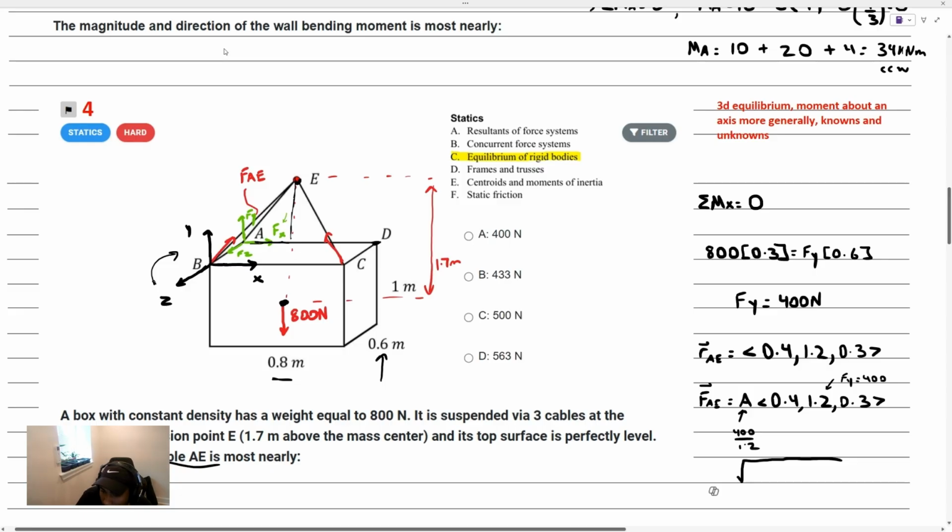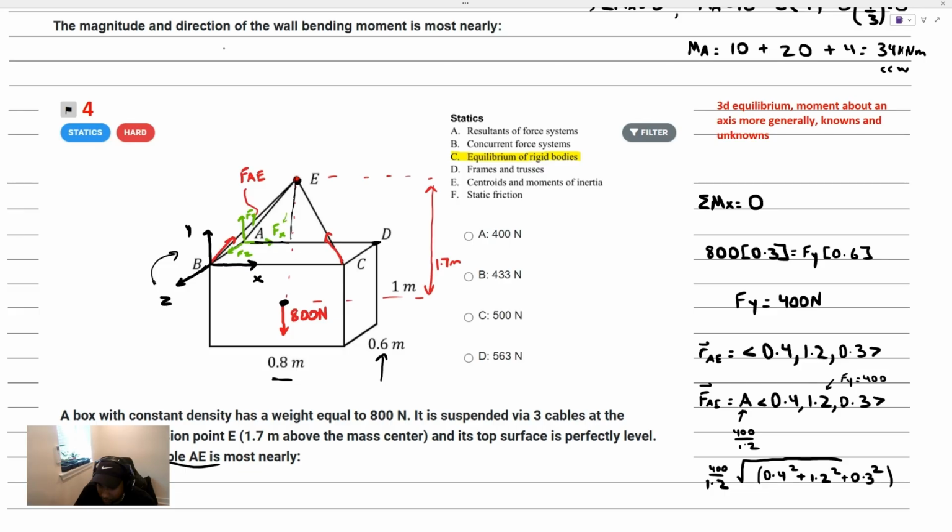We're going to find the magnitude of that using the Pythagorean theorem here. It would be 0.4 squared plus 1.2 squared plus 0.3 squared. All of these terms would have a 400 over 1.2, so we can just take that out, 400 divided by 1.2. And inside of this, we can see there's a 0.4 and a 0.3 squared. That's like a 3, 4, 5 right triangle there. So that'll be a 0.5.